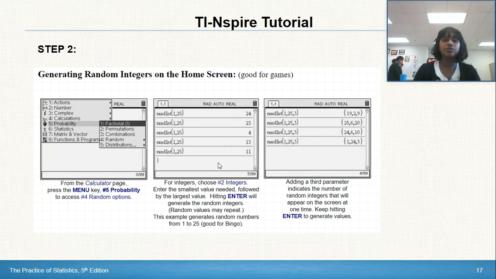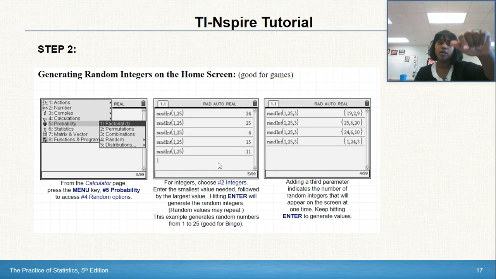And then this is how you use random integer. You can either type in the phrase randint with the parentheses, or you can go to menu 5.1, which is your probability, then menu 5.4, random. Yeah, menu 5.1, menu 5.4. Okay, and you go there, you plug in all this information, and you have it.